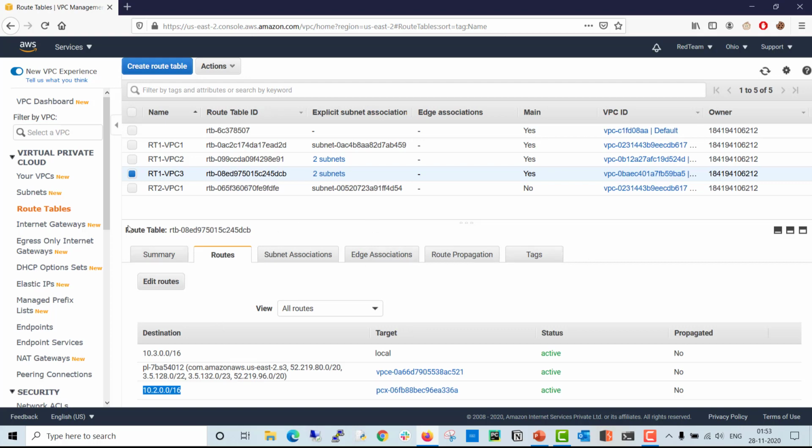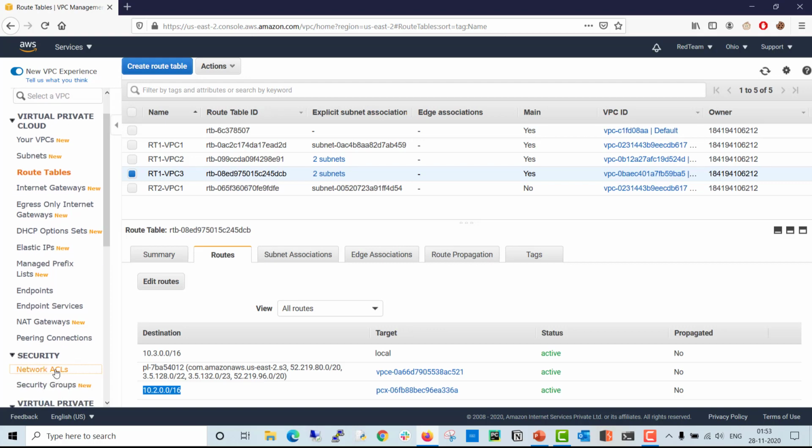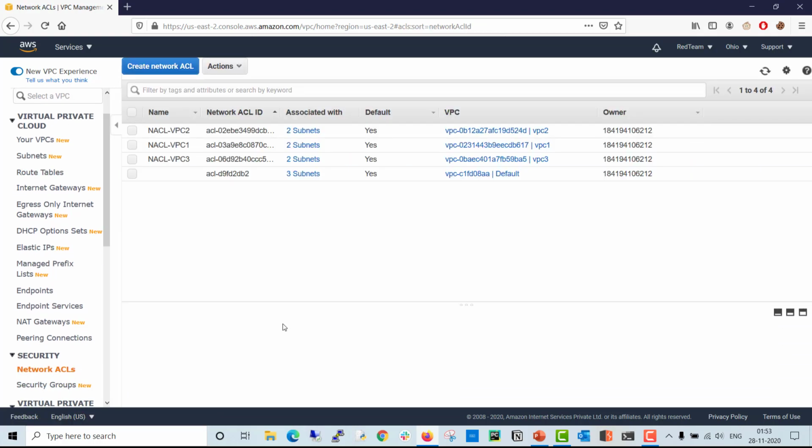So this is all about the routing table, how it looks like. We are talking about NACL, network access control list. You can see here we have 3 VPCs, and each of the 3 VPCs has only a single NACL. You can have multiple NACLs attached at the subnet level, but here each VPC has a single NACL.